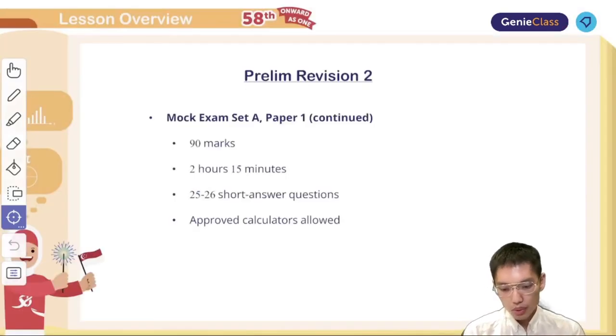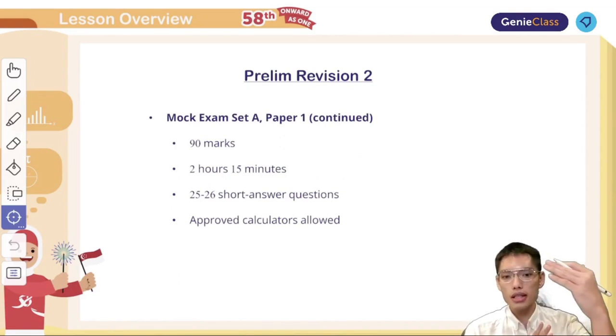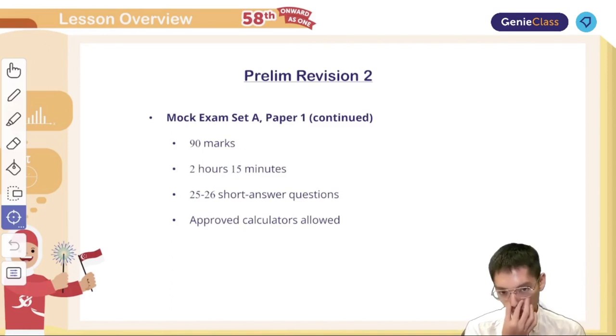So what are we actually going through today? Today, it's actually a continuation of the mock exam set A paper 1. I hope you guys have had some time to try the paper. If you need some time extension, please do let me know so that I can give you the relevant time extension for certain questions. It's a continuation from previous lessons.